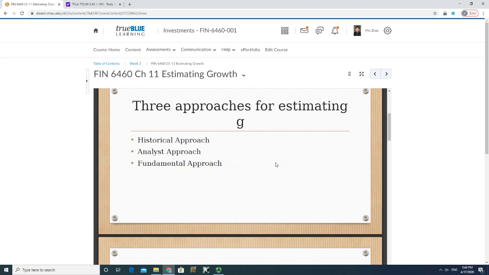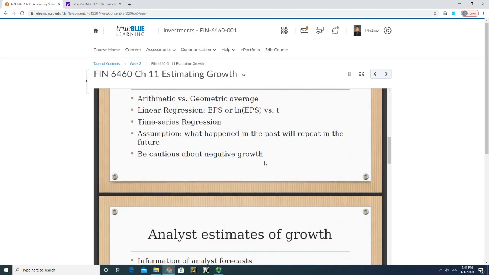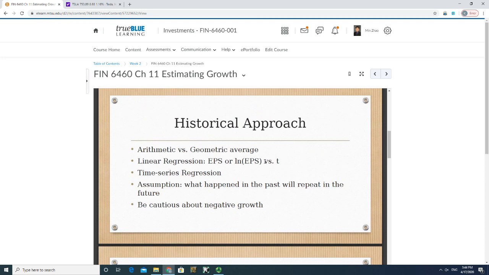So we'll look at all three approaches, trying to get the best estimation of growth. First of all, let's take a look at the historical approach. Typically, an investor will look at what happened in the past. They look at annual growth rates for the company during the last 10-20 years and take the average, and that average growth rate would be a good estimation for the future growth rate, especially for those cyclical businesses.